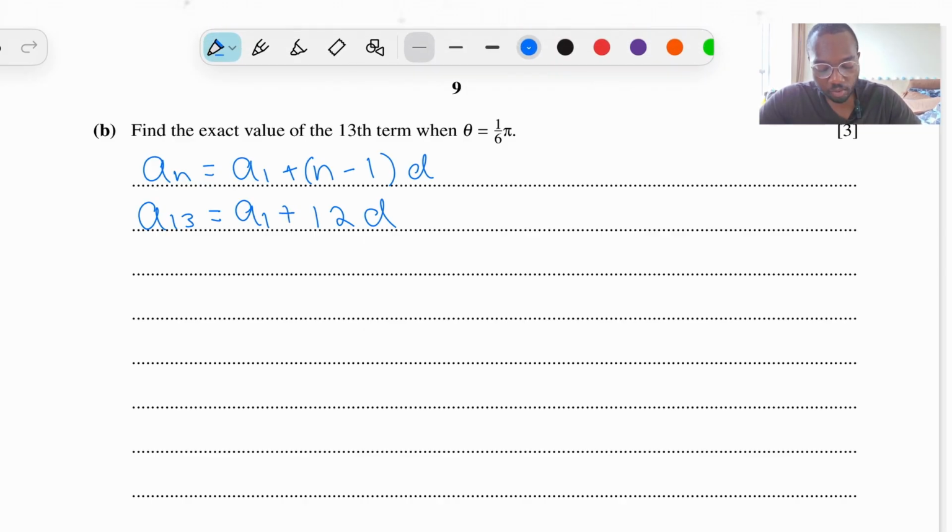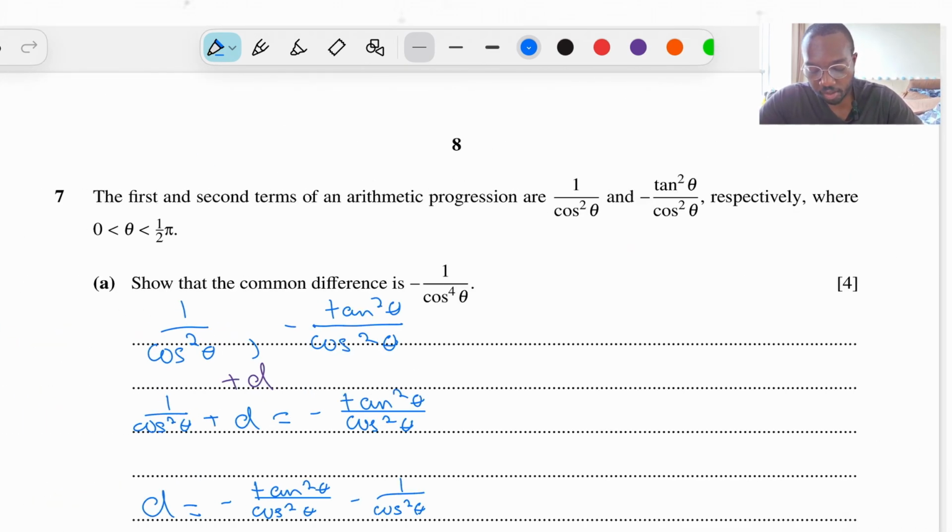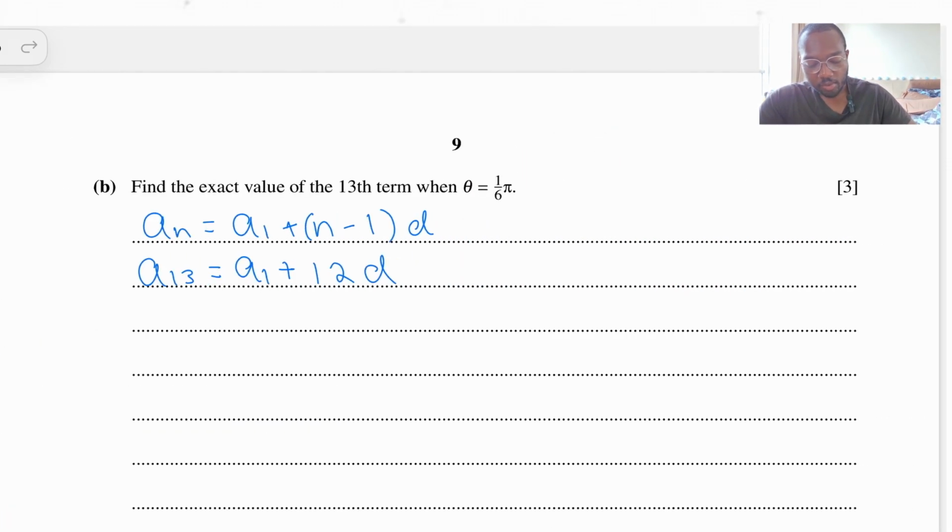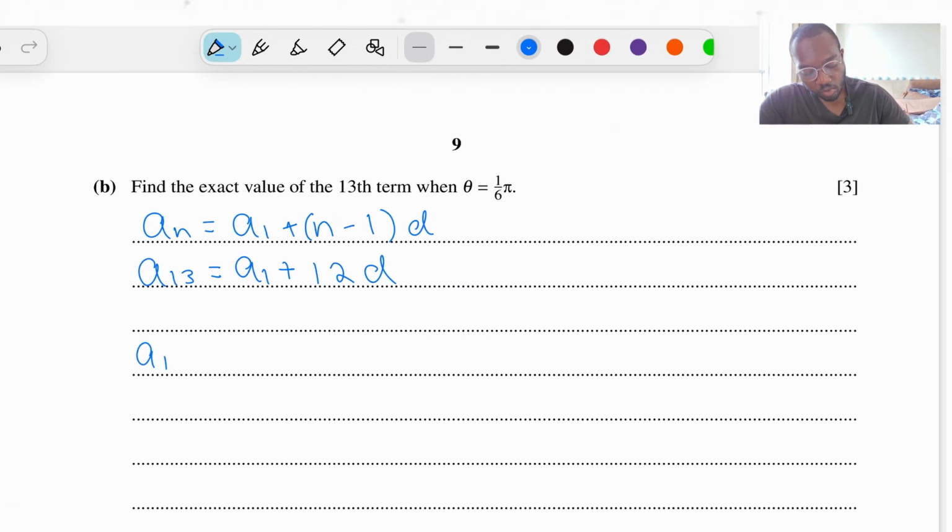And now, how can we work out our a1 value? Well, in the previous question, we know that 1 over cos squared is the first term. So we can work out a1. So a1 is just 1 over cos squared theta. So that is 1 over cos squared and then pi over 6. And then if you work that out, you would get 4 over 3. So we know a1 is 4 over 3.